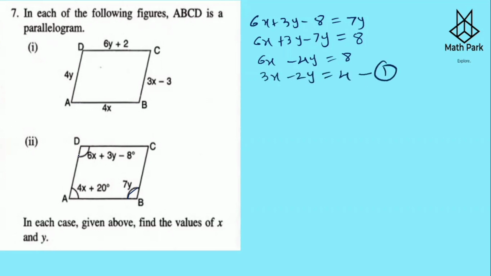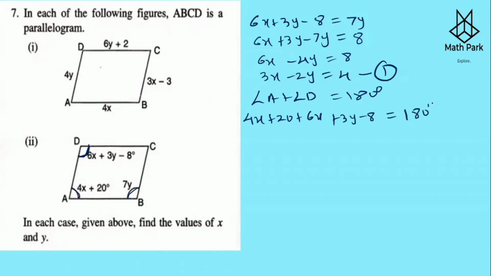Now, second, we have these two angles, angle D and angle A. So we have angle A plus angle D is equal to 180 degree, since the adjacent angles are supplementary. So we get 4X plus 20 plus 6X plus 3Y minus 8 is equal to 180 degree. Adjacent angles of a parallelogram are supplementary. Using this equation, let us simplify. 6x plus 4x gives 10x plus 3y, and 20 minus 8 is 12, which moves here, it becomes 180 minus 12, which is 168. So this is our equation number 2.